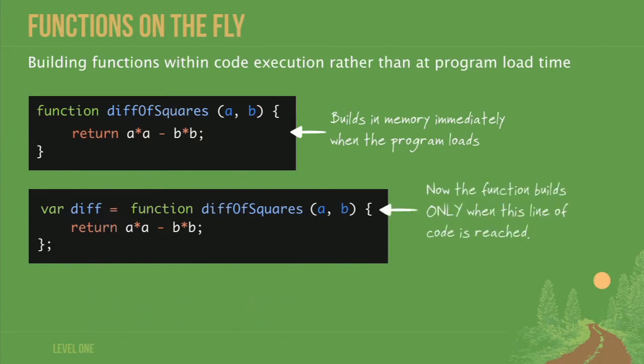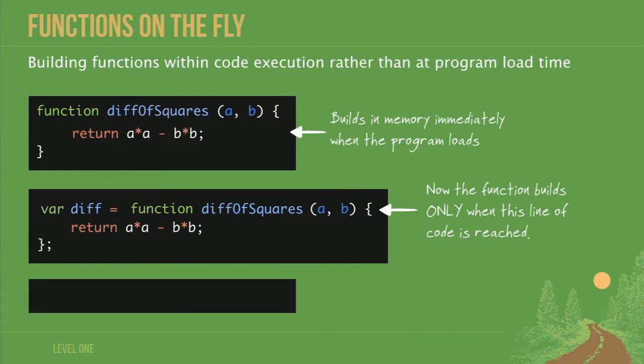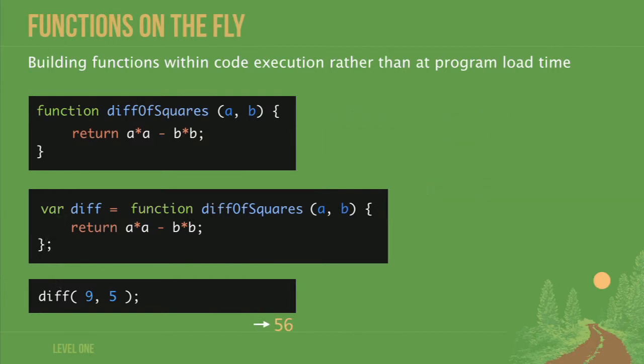Now, in order to call our cool new variable diff, we're actually going to use the variable's name. That's right, it's going to be diff. We're not going to use the diffOfSquares name that's inside the function. Then we just pass two parameters to it. We're just going to give it 9 and 5, and you can see that that returns 56 because 81 minus 25 returns 56.